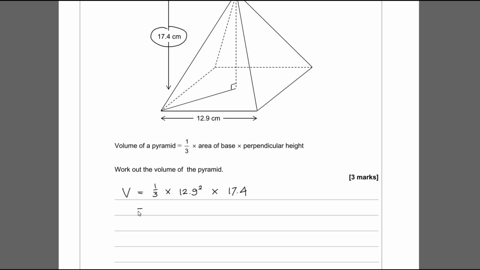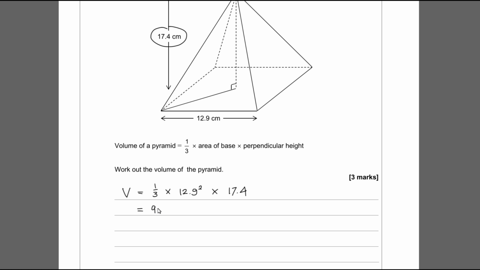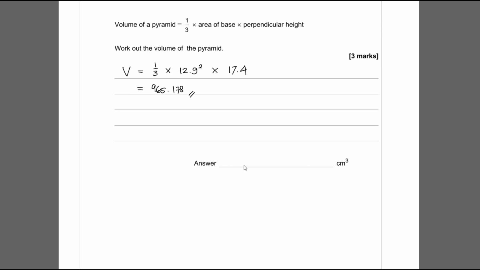Now we can use our calculator here. 1 divided by 3 times 12.9 times 12.9 again, because it's square, and then times 17.4. So we got 965.178. That is the volume. Let's write it down here on the answer column.